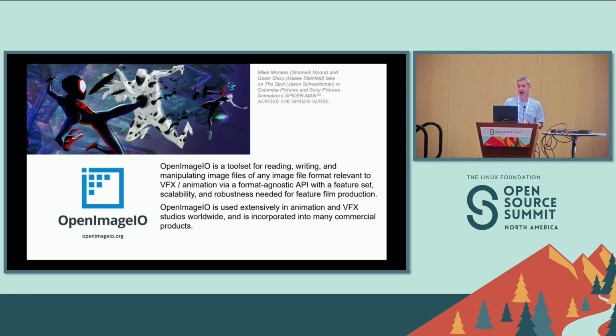OpenImageIO is an API and library for reading and writing many different image file formats and doing all sorts of image processing and handling tasks that are typically done in renderers and film production pipelines. And it's another one of those projects that probably touches every single frame of almost every film with any visual effects in it, all behind the scenes.